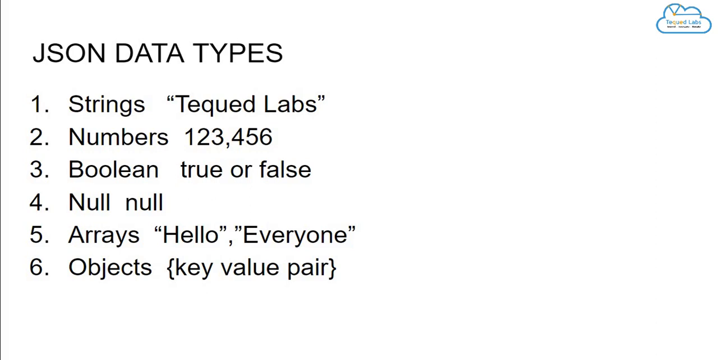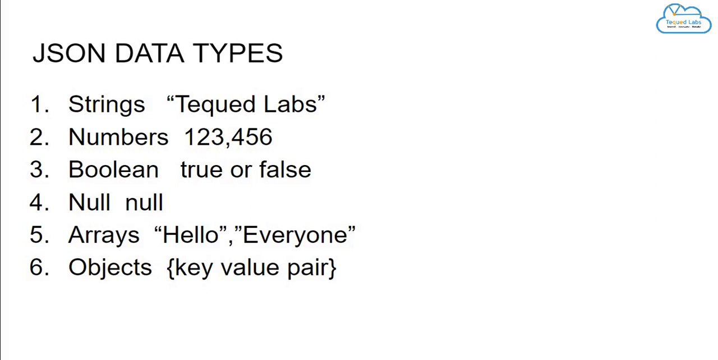So next is boolean. Boolean value consists of two values, that is true or false, or 0 or 1, right? So that's null. Null means empty value. That means it does not contain any value. Next come the arrays. We have already looked at it in the previous JavaScript classes, but these are all basic examples of JSON data types. Now an array is a collection of elements of the same type. You can see hello, everyone, all these are string types, right?